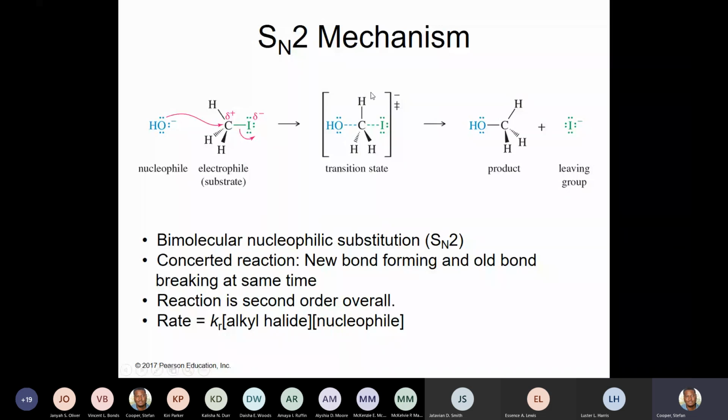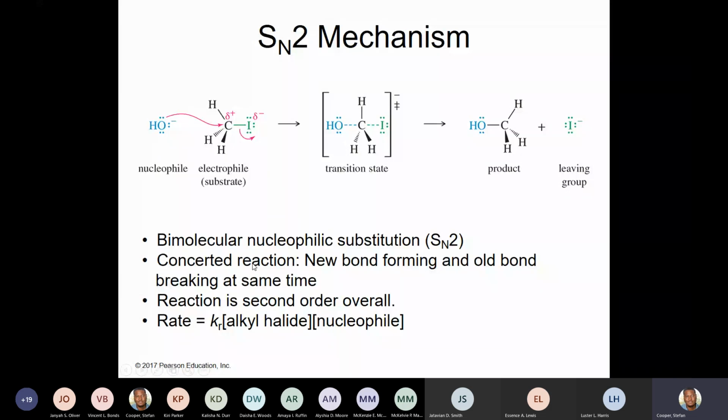Now, the transition state here has all atoms involved. So the nucleophile and the leaving group with your alkyl halide are all involved in the transition state. We call this a bimolecular type of system, where both the alkyl halide and the nucleophile are important in understanding the reaction, right? So the kinetics of this reaction is dependent upon both the concentration of the alkyl halide and the concentration of the nucleophile. All right, this is a concerted reaction.